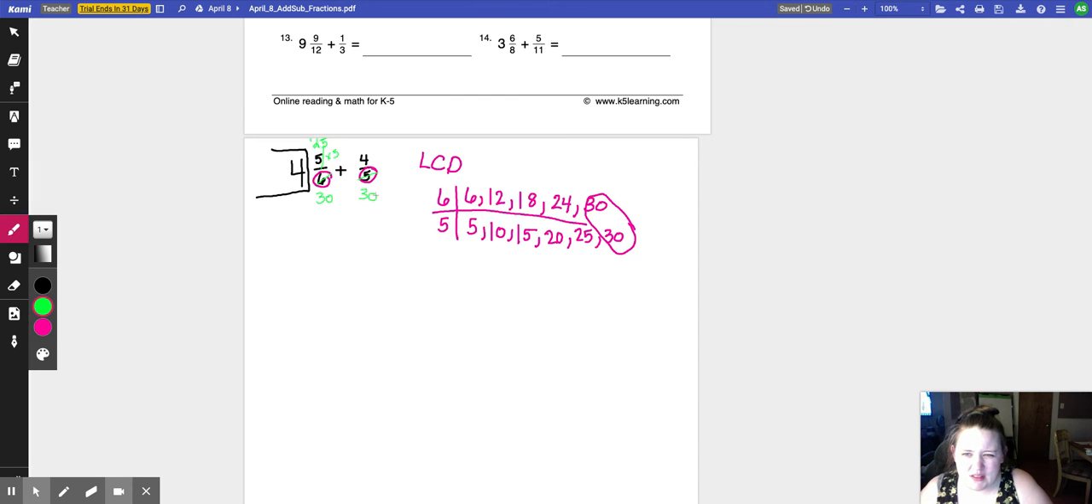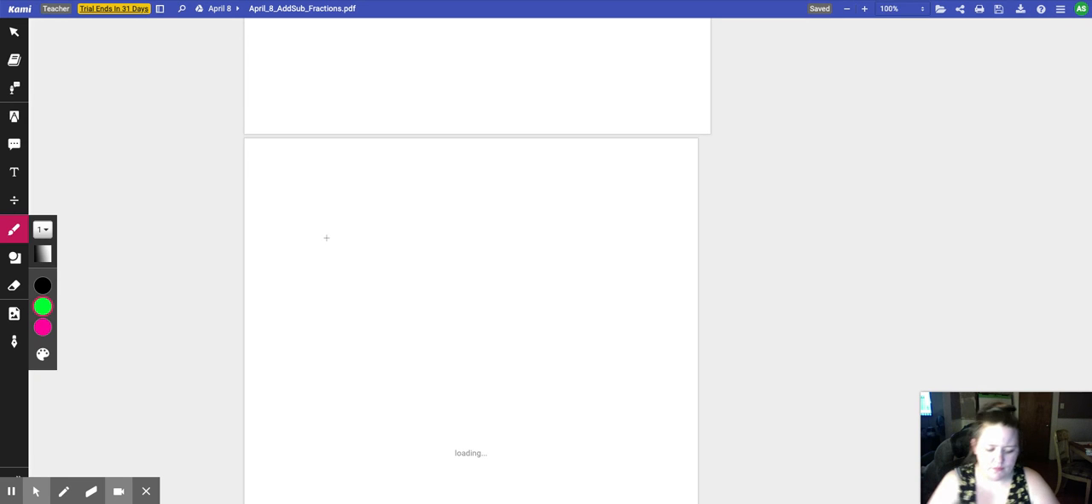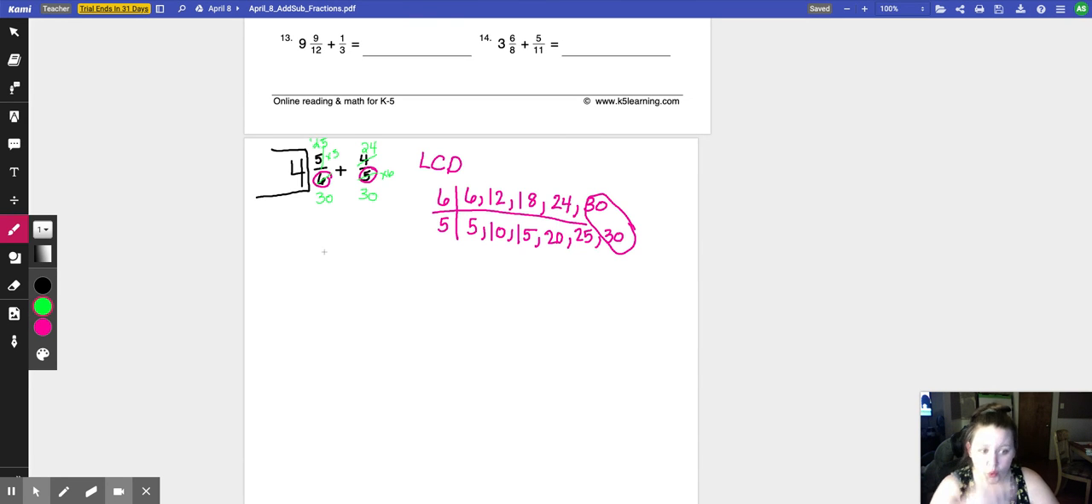All right, so I'm going to do the same thing over here. What did I have to multiply this 5 by to get 30? Well, I multiplied that by 6, right? So I'm going to multiply this 4 by 6, which turns that into 24. So now I have these two numerators to add. I have 25. Oh my goodness, sorry guys. Oh, what just happened? Whew. Technology. All right, so I have 25 over 30.